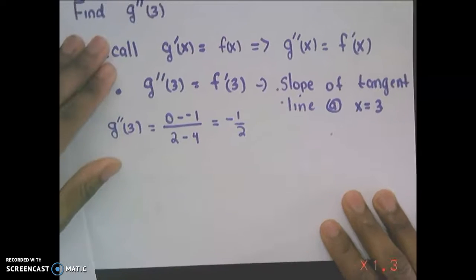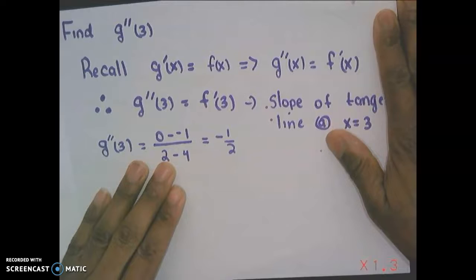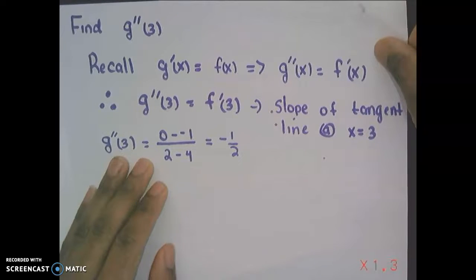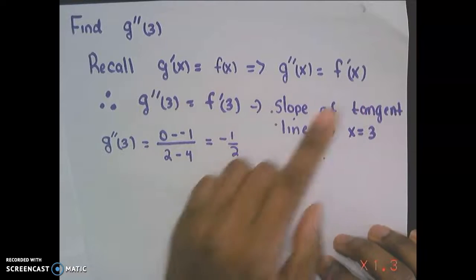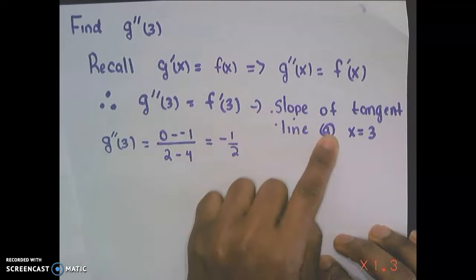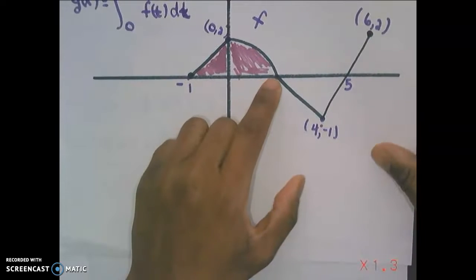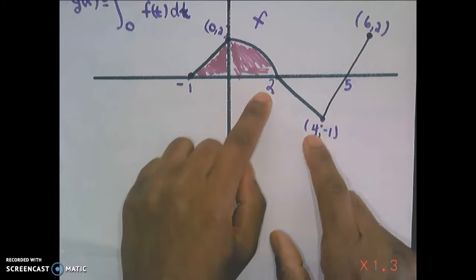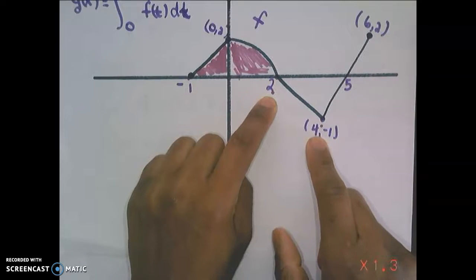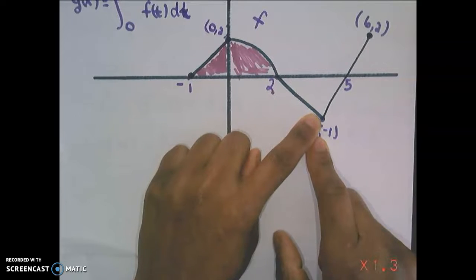How do you find g prime of 3? Well, we know that g prime of x is f of x, so g double prime of x is going to be equal to f prime of x. So I'm really trying to find f prime of 3, which is just going to be the slope of the tangent line. Let's go back and look at the graph. If you look at this line, this is 2 and this is 4, so 3 has to fall between 2 and 4. So we're just looking for the slope of this line.